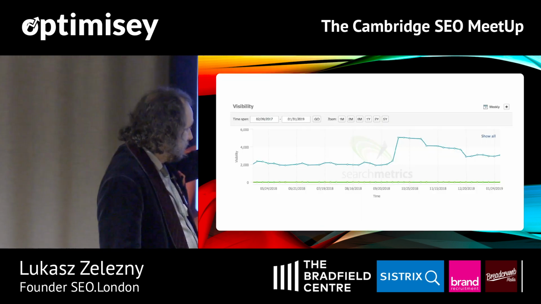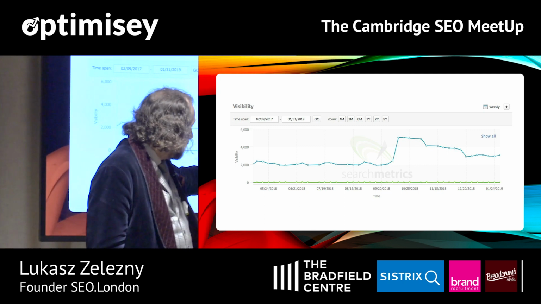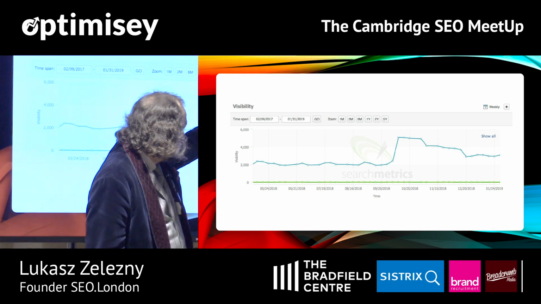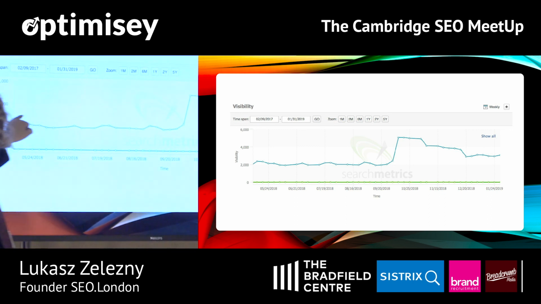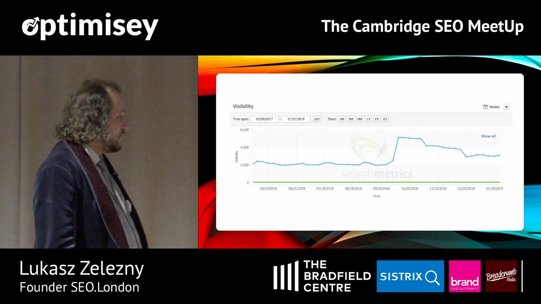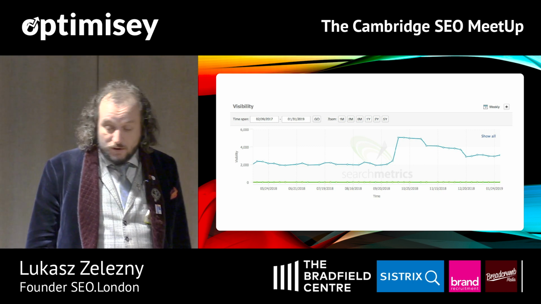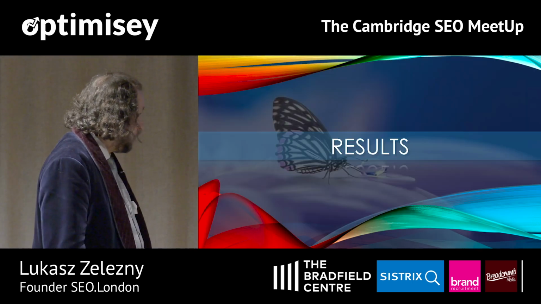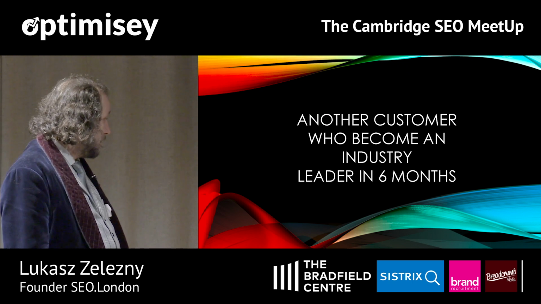He was losing here for a couple of years, because he was going like that. And then the moment we moved this, it skyrocketed, then went a little down, but he was still way above the initial baseline of the visibility. And you could also see this in traffic, because it was working really well for him. And then results, another customer who became an industry leader in 6 months.